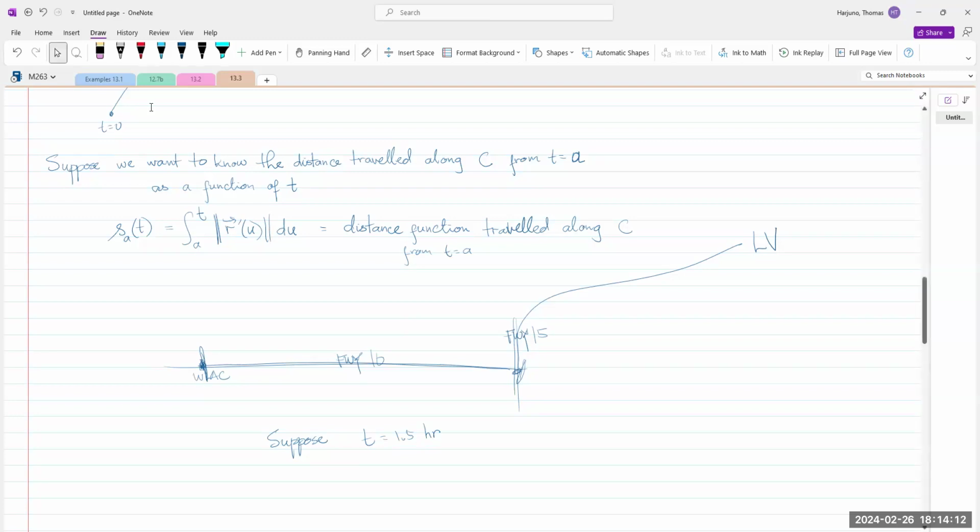Okay, notice that r(t) is a position function, right? If you tell me the time, then I will tell you the position. How long have you traveled, Thomas? I traveled 1.5 hours. Oh, okay, then you must be around the intersection between Fourier 10 and Fourier 15. Now, this function here tells us the distance you have traveled along a specified curve.